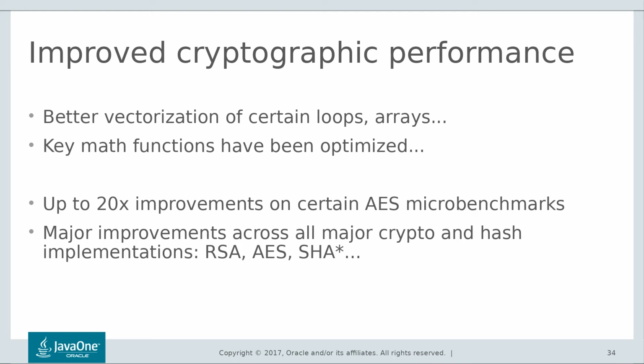Right, we have quite a big leap in cryptographic performance in 9, which might be very interesting for some people. So we've collaborated a lot with Intel in particular to work on intensification, vectorization of various math operations that are important to make certain crypto libraries work faster.